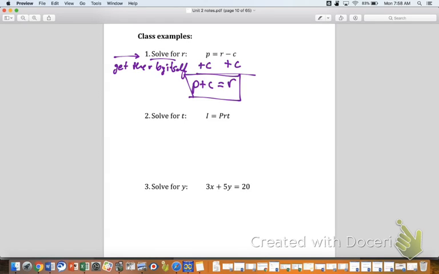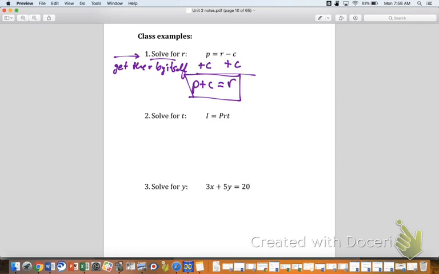So technically, you could plug the p plus c back in for r, and you could see it work just fine, right? The c's would add out, and you get p equals p and all that. But I prefer to think of this as the get the r by itself kind of an operation. Okay, what do you guys think? This is different so far, okay?